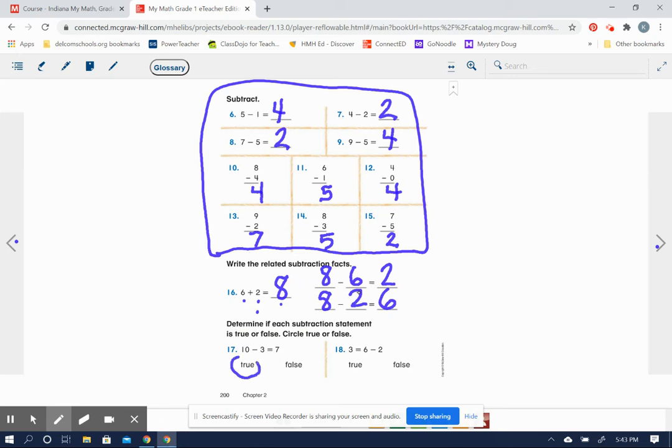It does, so that is true. Okay, now look at number 18. Does 3 equal 6 minus 2? Oh, I hope you're not so fast to say false because of the position of the symbols.